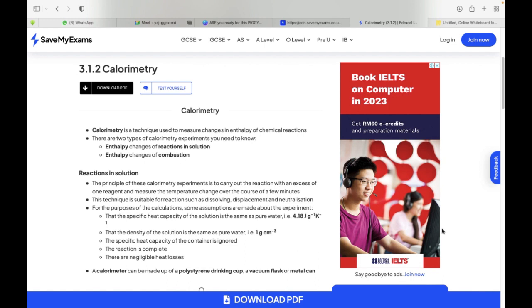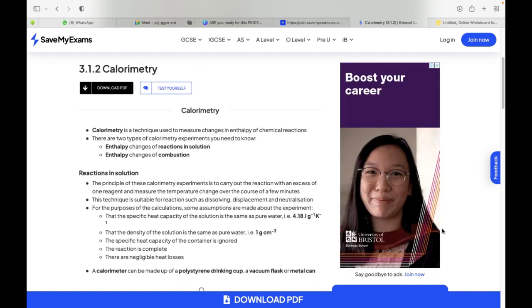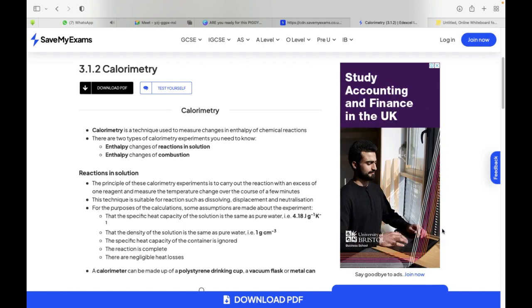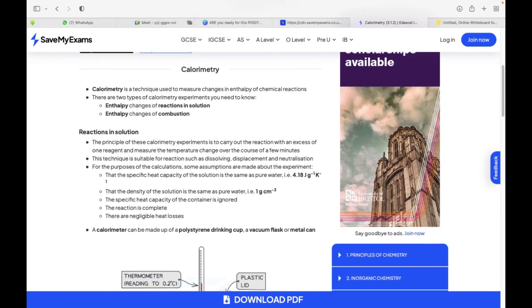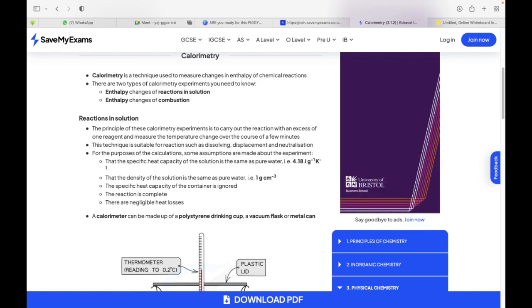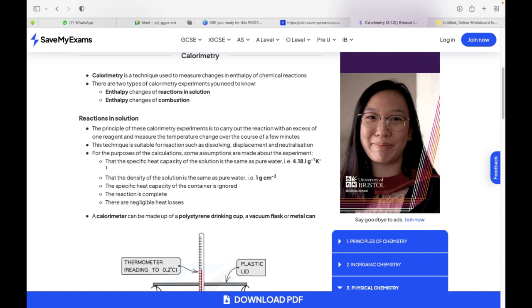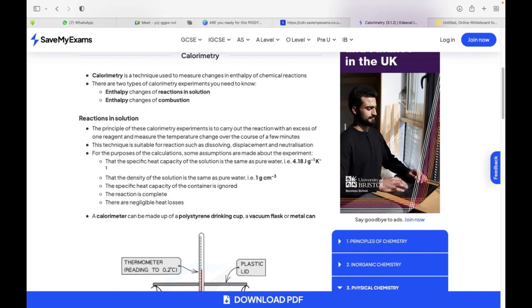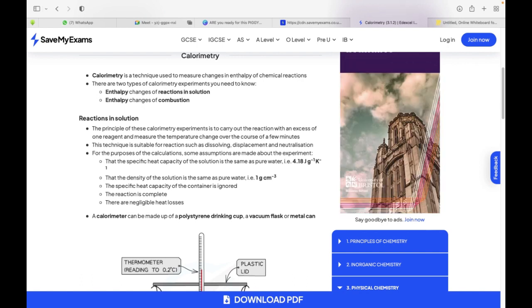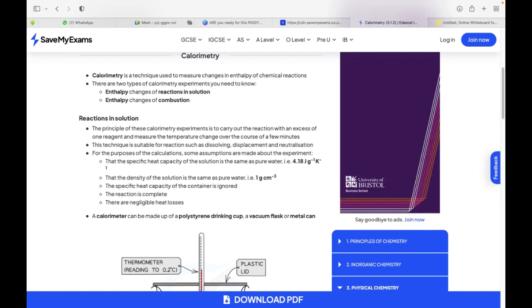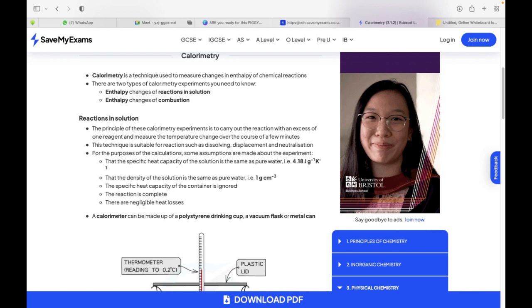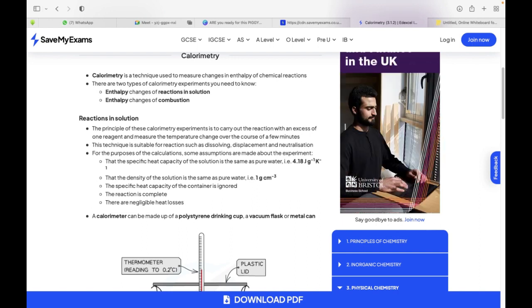Now let's take a look at the first one, which is the enthalpy changes of reaction in solution. First and foremost, when we're looking at reactions in solution, the first thing we look at is the principle we use in carrying out the calorimetric experiment. The principle of this experiment is to carry out the reaction with an excess of one reagent and measure the temperature change over the course of a few minutes.